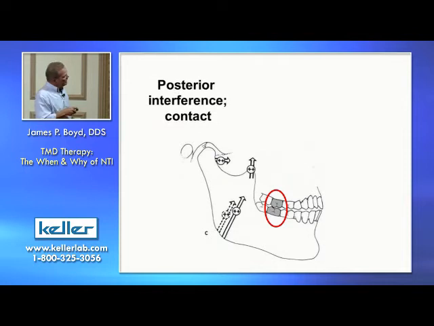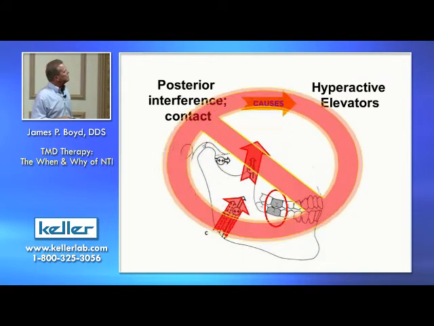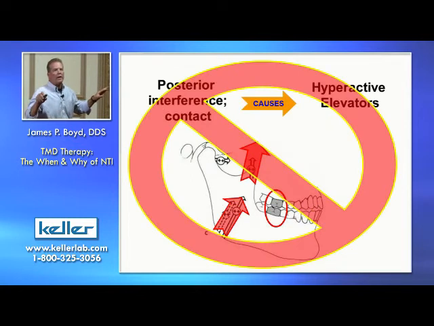So there is a posterior interference, a contact. And we were told that at that contact, this thing, as if it's an actual object, can cause the elevators to be hyperactive. No way. Never, never, never. It does not happen that way. What really happens?